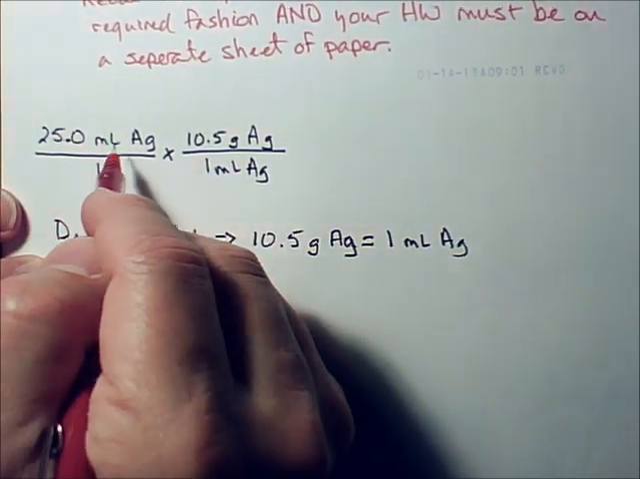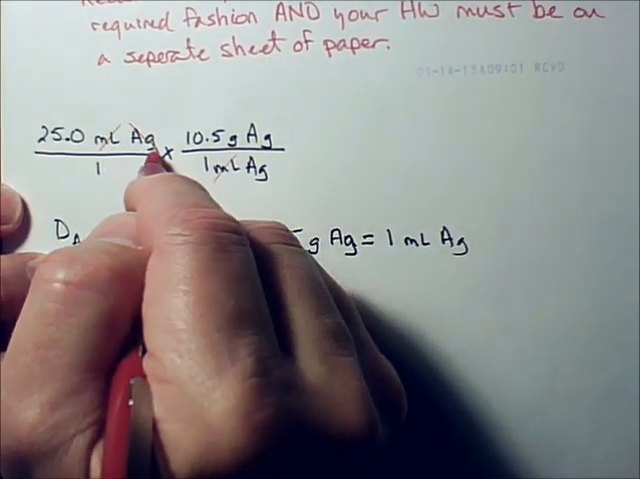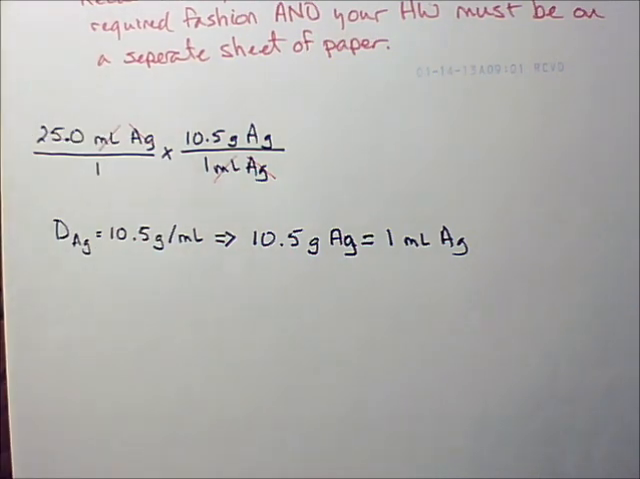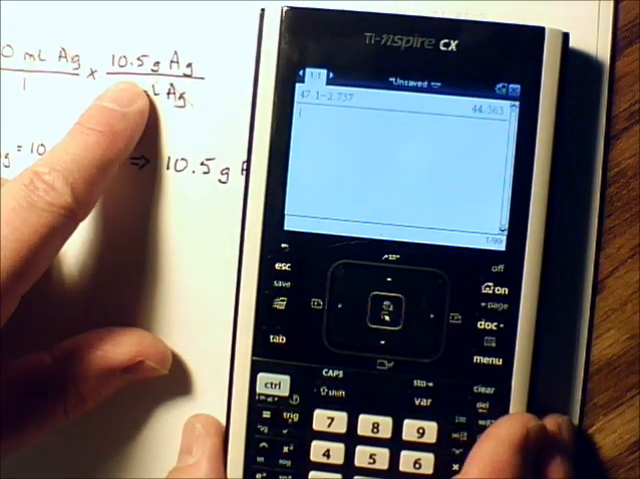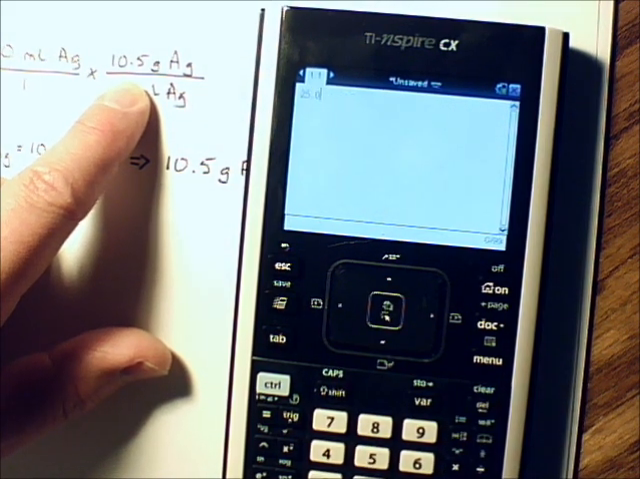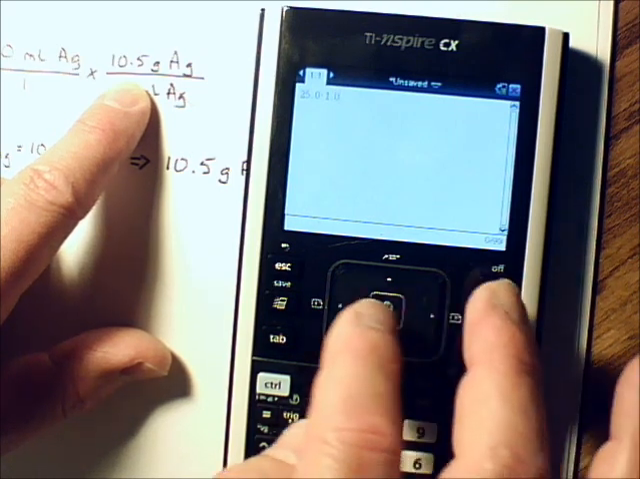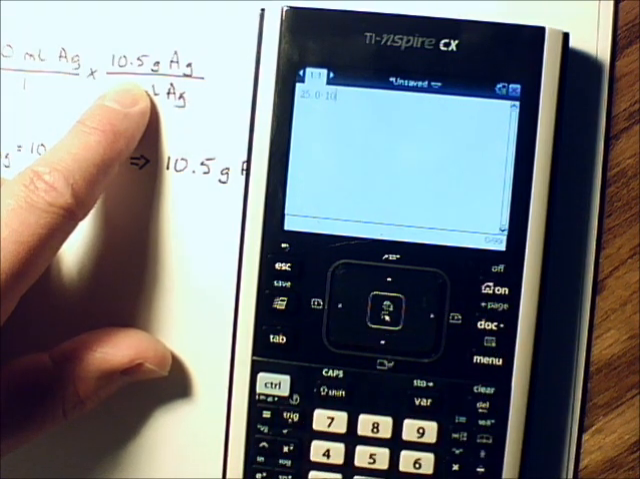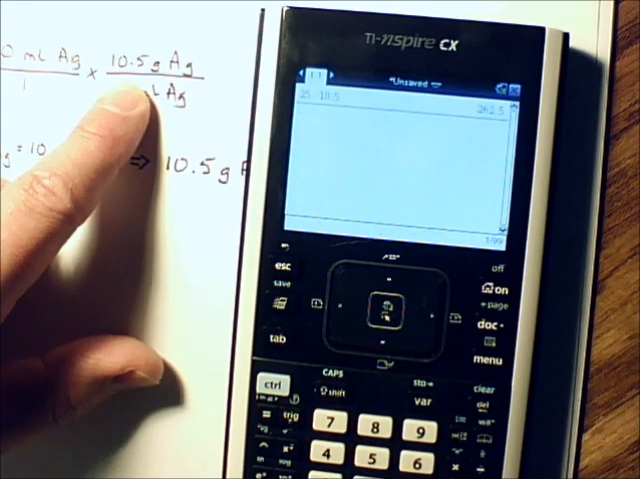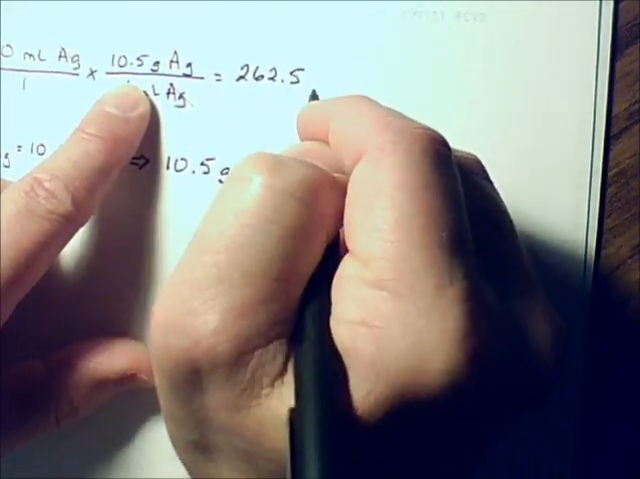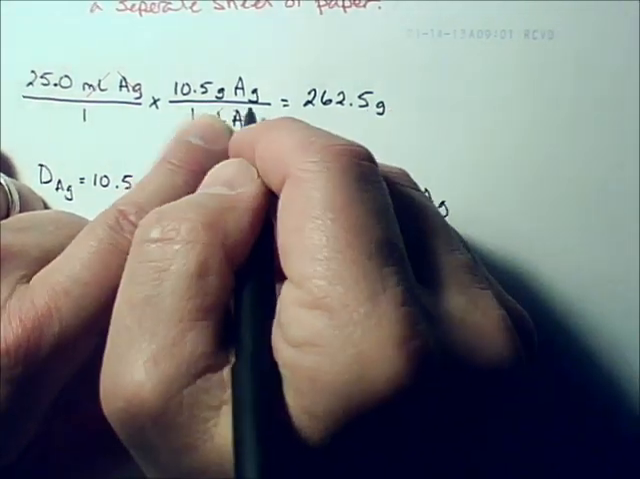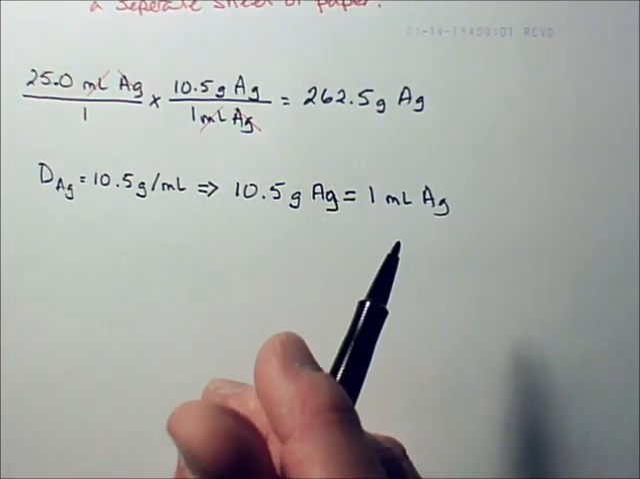And then we can cancel milliliters because I have 1 on the top and 1 on the bottom. And we can cancel silver. I have 1 on the top and 1 on the bottom. And we're ready to do the math. So we're just going to take 25 and multiply it by 10.5. 262.5. Units we have left are grams. The species we now have left is Ag. Okay? Does that make sense?